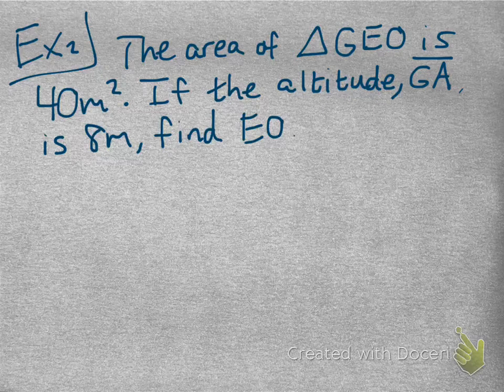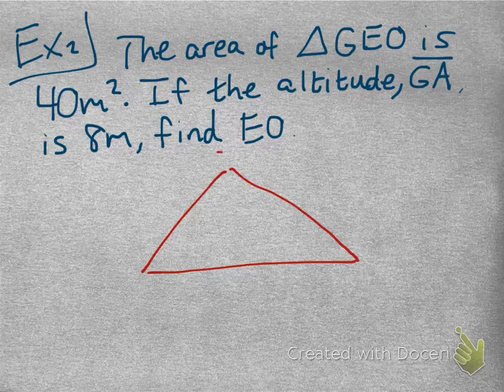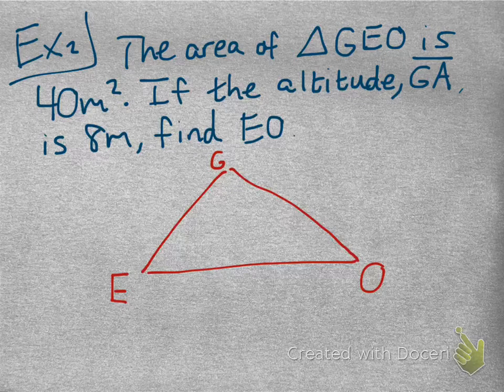So I always recommend draw a picture first. Okay, so I'm just going to sketch it. I'm going to draw triangle GEO. I have no idea if this is a right triangle, an acute triangle, or an obtuse triangle. But again, as I showed in part 1, it does not matter what kind it is, because you'll still get the same answer. So it says the altitude GA is 8.